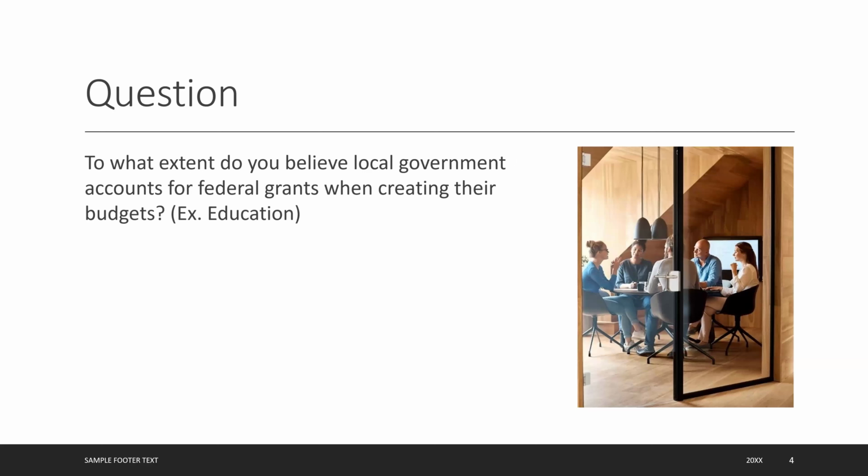So to what extent do you believe local government accounts for federal grants when creating their budgets? One of the things that Moneypenny discusses in his article is that these federal grants and aid programs are applicable to a lot of areas, but mostly when it comes to education, infrastructure, and agriculture. So when it comes to something like education, is there a belief that, oh, well, they'll receive grants or some additional funding, so it's okay to not give them more money?